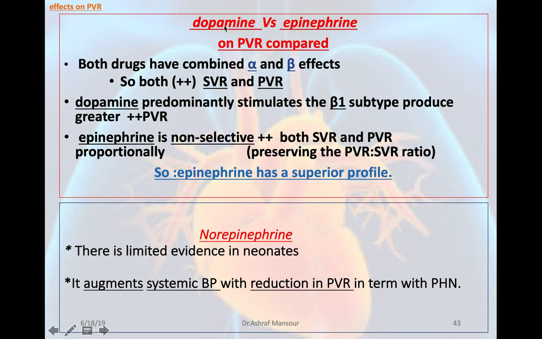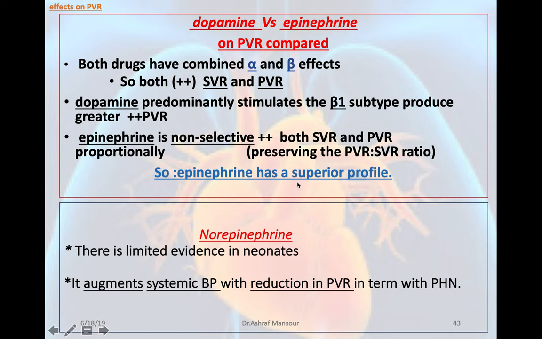So what about dopamine and epinephrine? If you compare the effect on pulmonary vascular resistance, both drugs have combined alpha and beta effects, so both will increase the systemic vascular resistance and pulmonary vascular resistance at the same time. But dopamine predominantly stimulates the beta 1 subtype, so it produces more increase in the pulmonary vascular resistance. While epinephrine is non-selective, it will affect both in the same way and maintain the same ratio between the pulmonary vascular resistance and the systemic vascular resistance.